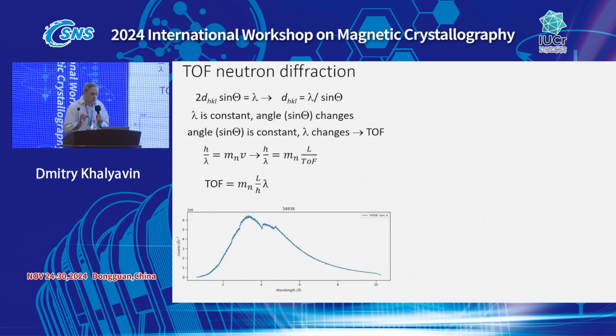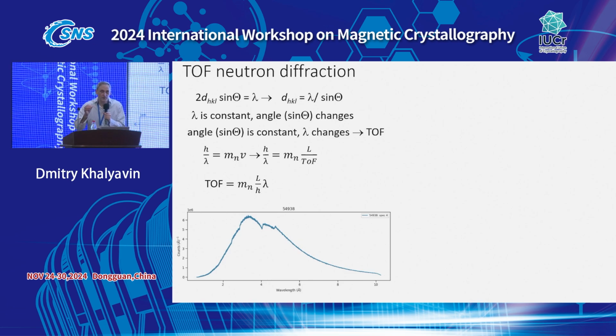Usually all time-of-flight machines are located on pulsed sources, where this process of generation of neutrons is repeated with some frequency. At ISIS Second Target Station, it's 10 Hertz. So 10 times a second, high energy protons hit a target and kick out neutrons. These neutrons are slowed down by the moderator and then start traveling from the moderator to the sample position and on to the detectors.